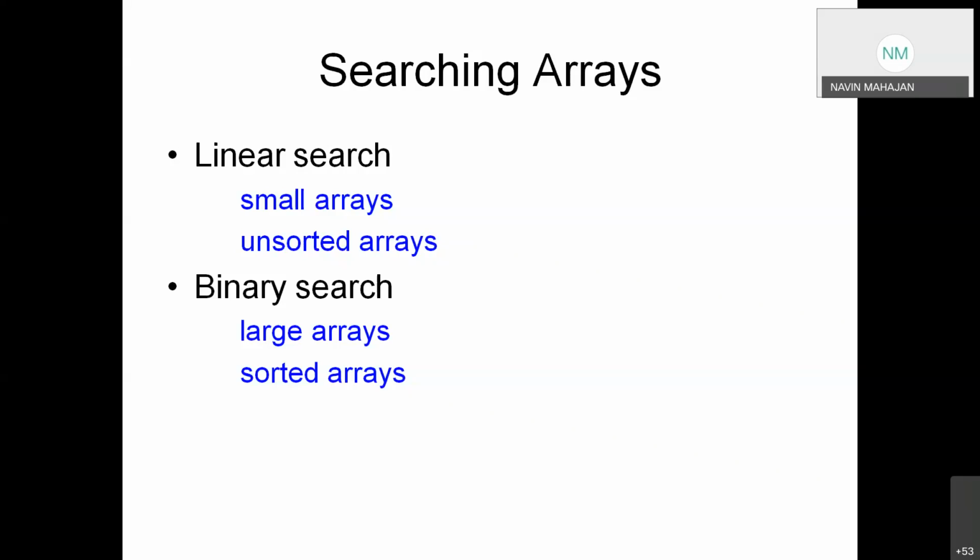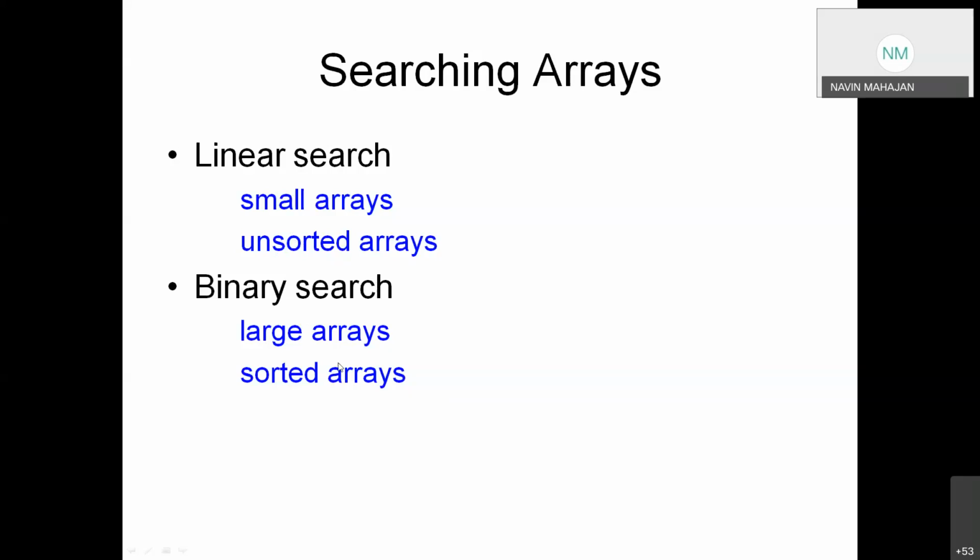We have to sort all data. So linear search is mainly used in small arrays and unsorted arrays, whereas binary search is used in large arrays, and the complexity of binary search is very less compared to linear search.